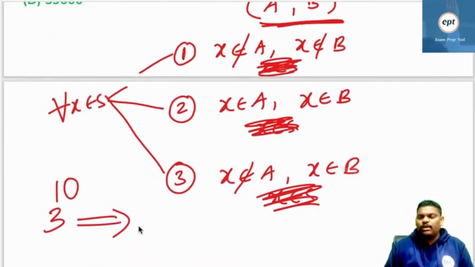Whatever it is, 3 power 10 value I don't know exactly. You calculate properly. You can use a calculator.